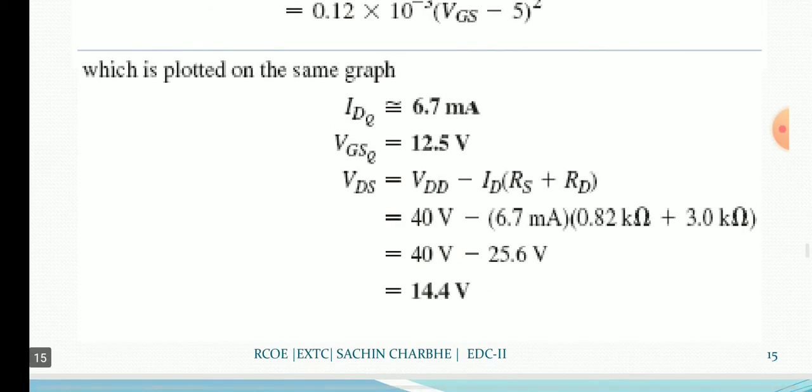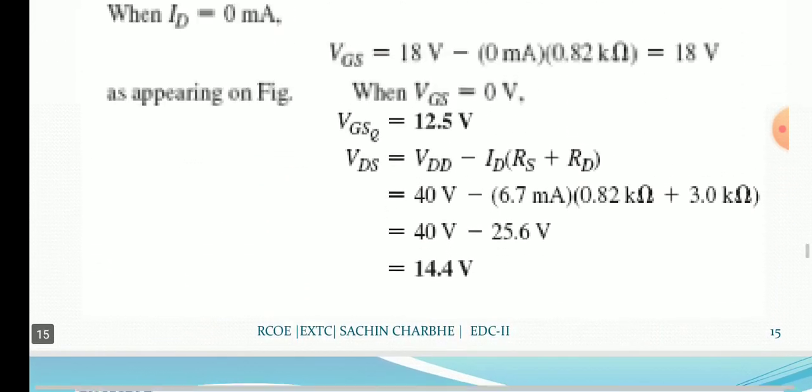volt. Then we have to calculate the VDS using the KVL on the outer side loop. VDD minus ID into RS plus RD. Put the value, VDD is 40 volt minus ID 6.7 milliampere, RS plus RD, that is 0.82 kilo ohm plus 3.0 kilo ohm. So VDS is 14.4 volt. So in this way you can solve any numerical.